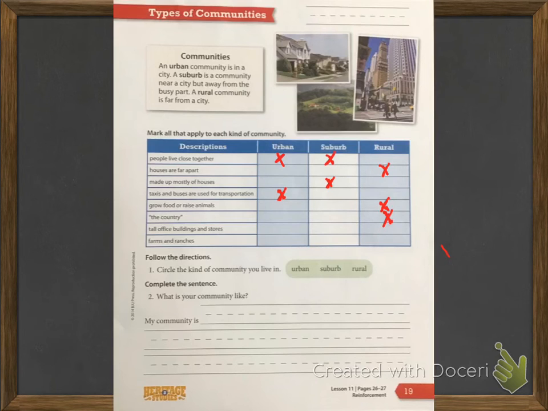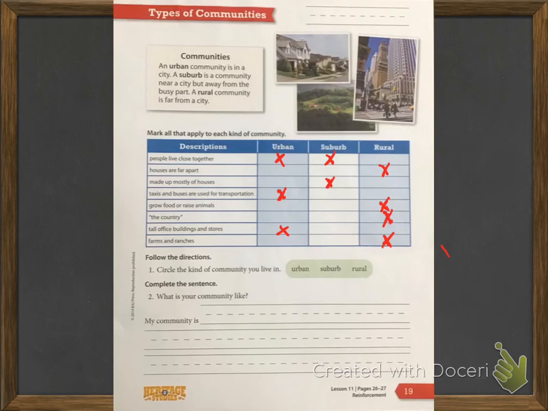What about the next one? Tall office buildings and stores, Logan. It sounds like urban. Urban, yes. So we're going to put an X by that. And then the last one says farms and ranches. Rural, yes. All right, so this question is pretty much, you don't have a wrong answer because it's whatever you live in. So circle the kind of community that you live in.